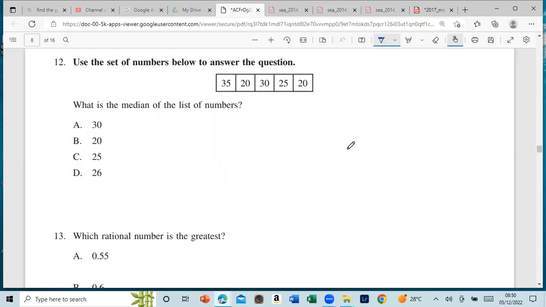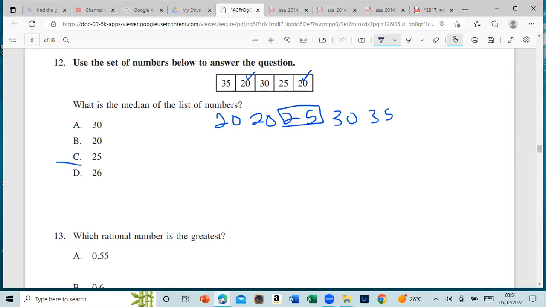Alright, so the median is actually the middle number. However, we have to rearrange it in ascending or descending order. So just normally work with ascending because it's kind of easier. Alright, so it will be 25. That will be the median, the one in the middle. So that would be 25. Alright, so that will be 3.